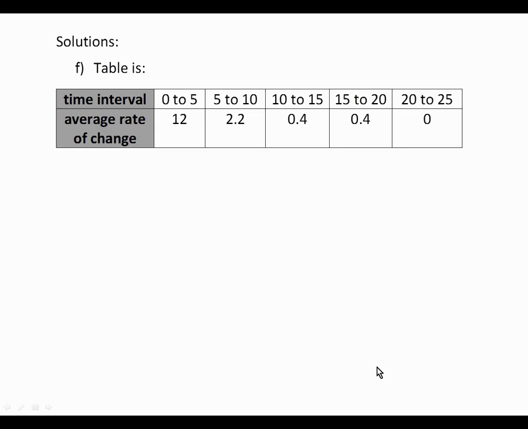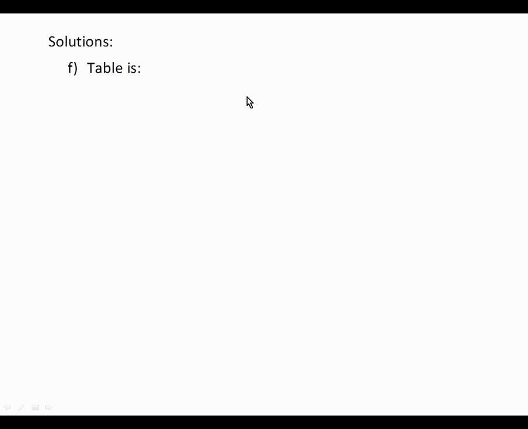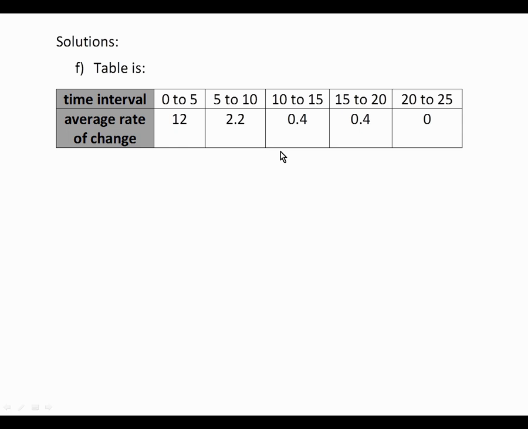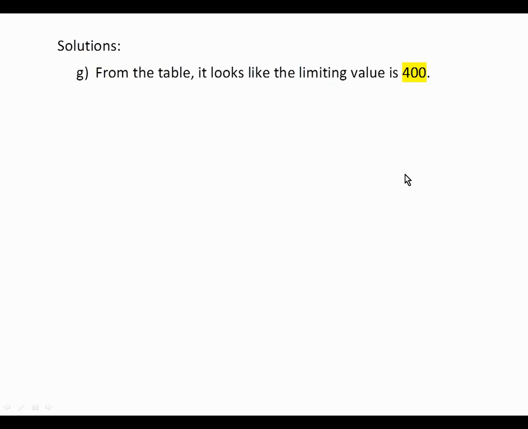So here's my table. There's my time interval, and those are the calculations that I made. So 12, 2.2, 0.4, 0.4, 0. So the limiting value, even using this, that the rate of increase is slowing down, the limiting value is 400. So from the table, it looks like the limiting value is 400. Kind of like, again, looking at the table, the lake can only support about 400 bass.